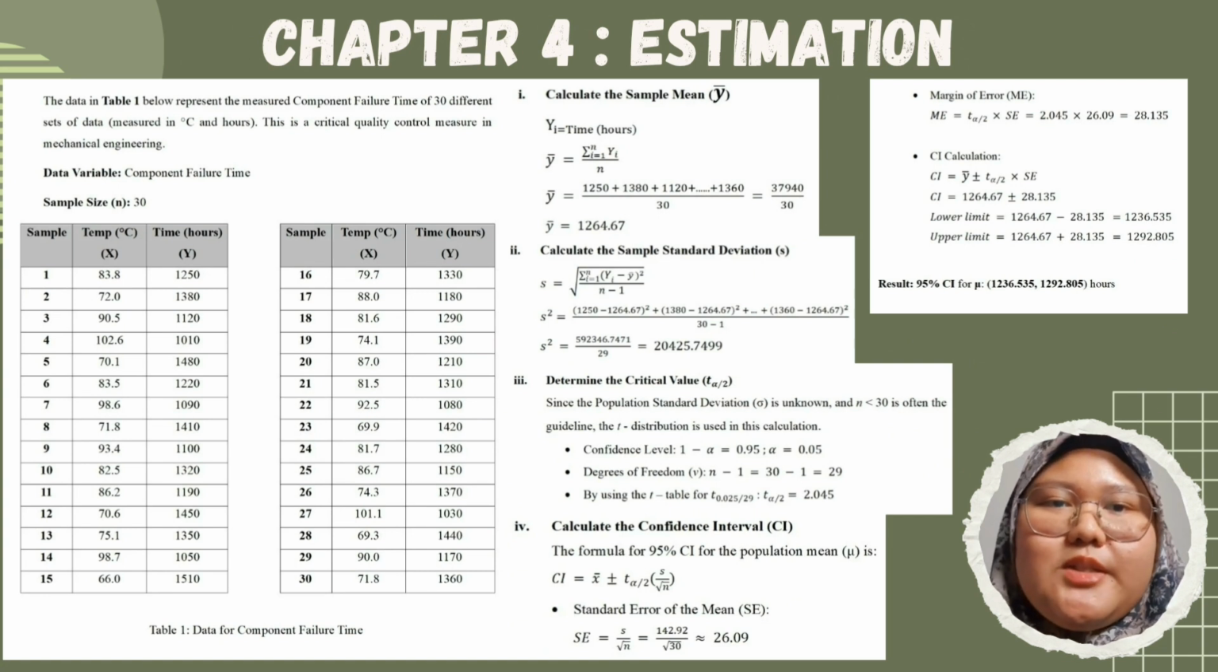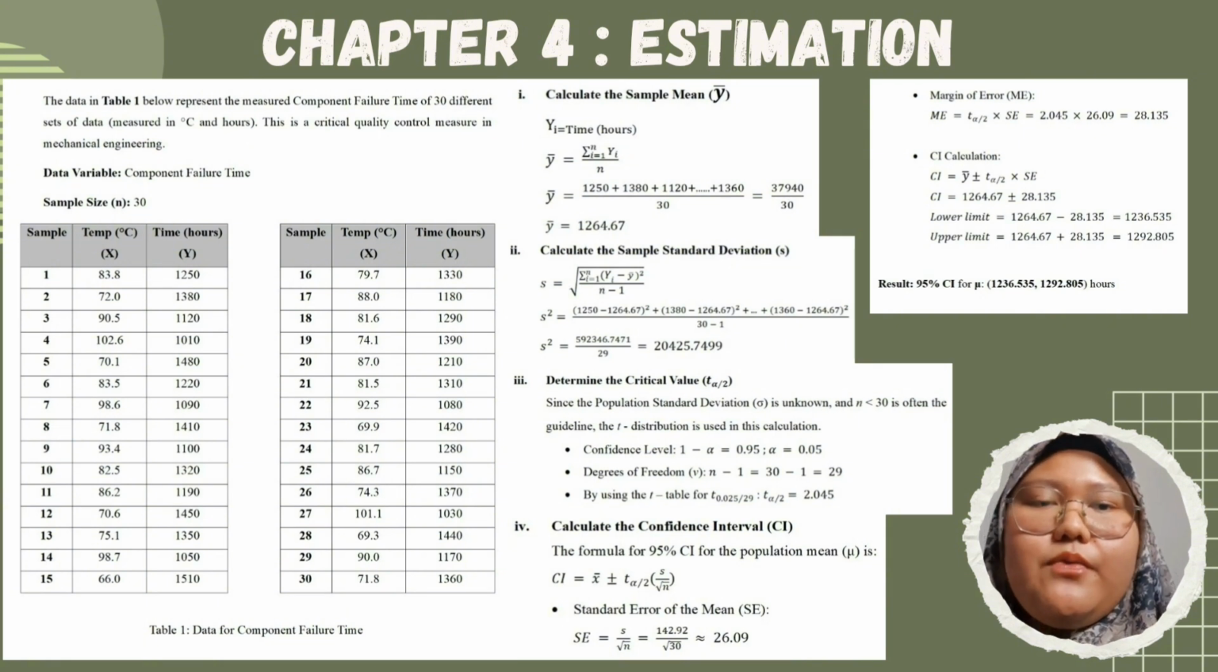For our step 2, calculating the sample mean, to find the center of our interval, we sum all the failure times from our first sample of 1,250 hours to our last, resulting in a total of 3,794,030. When we divide that by our 30 samples, we get a sample mean, x bar, of 1,264.67 hours. This is our point estimate, our best single guess at the true average.